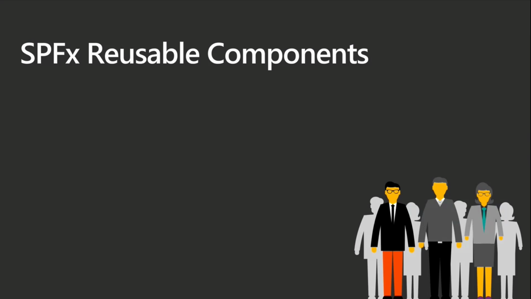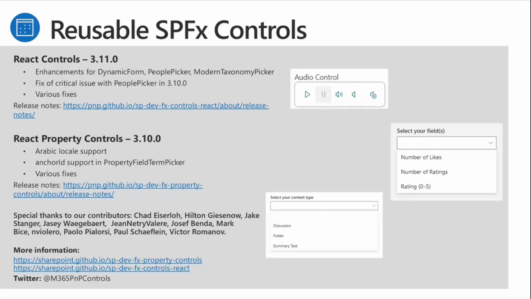Now, still talking about the PnP controls, libraries, and tools provided by the community for the community, we have to talk about the SPFx reusable components. We have new announcements in the dynamic form, in the people picker, and in the modern taxonomy picker. Specifically in the dynamic form, now you can hide some of the fields, and it has been improved in order to manage custom rendering for fields. This is really, really useful whenever you want to create a form customizer with SPFx nowadays in the modern UI.